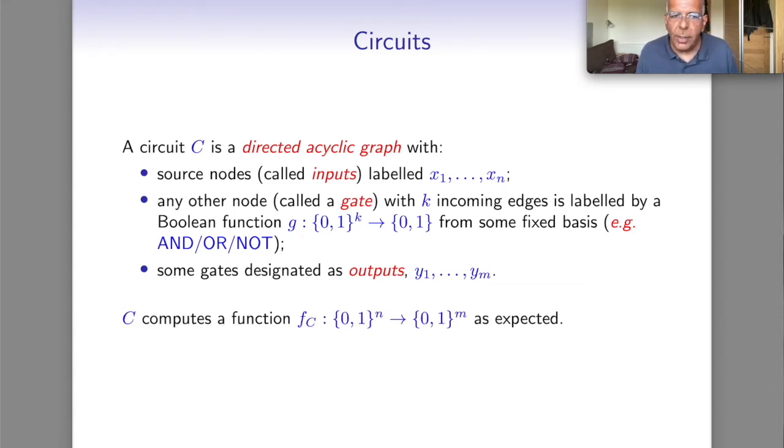So we can think of such a circuit as computing a function on Boolean values. You assign a value to each of the n variables x1 through xn on the inputs, a value 0 or 1. You can compute the values of all intermediate gates, and you get a value at each one of the m outputs, and that gives you a 0-1 string of length m as the result.